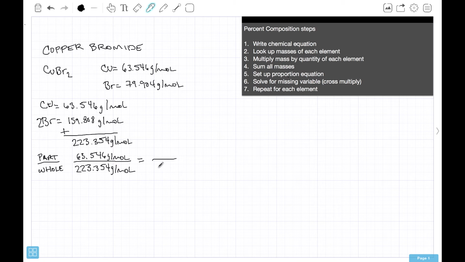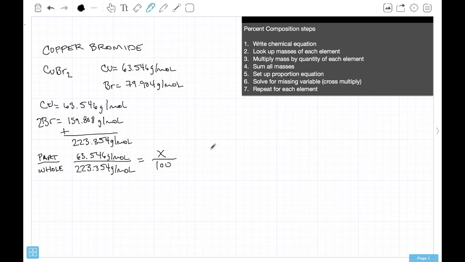Now for the other side of the equation, ultimately we're looking for the percent composition. So since we know that the entire or the whole compound has a mass of 223.354, that represents 100% of the mass. So we'll just write 100 there. And we don't know how much percent copper takes up of the entire compound. So that's our unknown. It's going to be x. And cross multiplication will help us in solving for x.